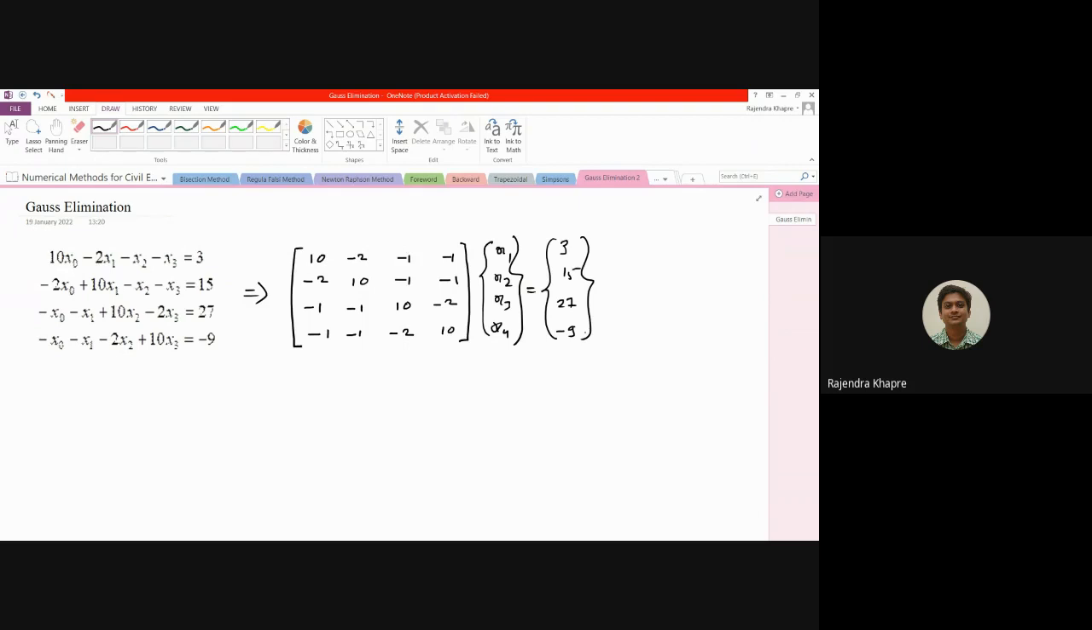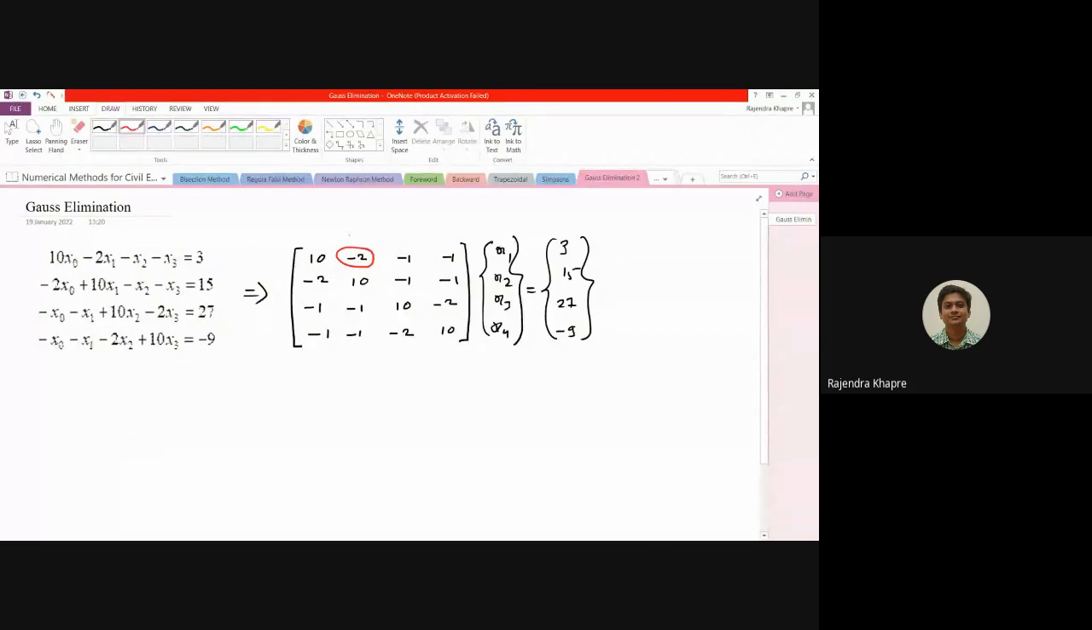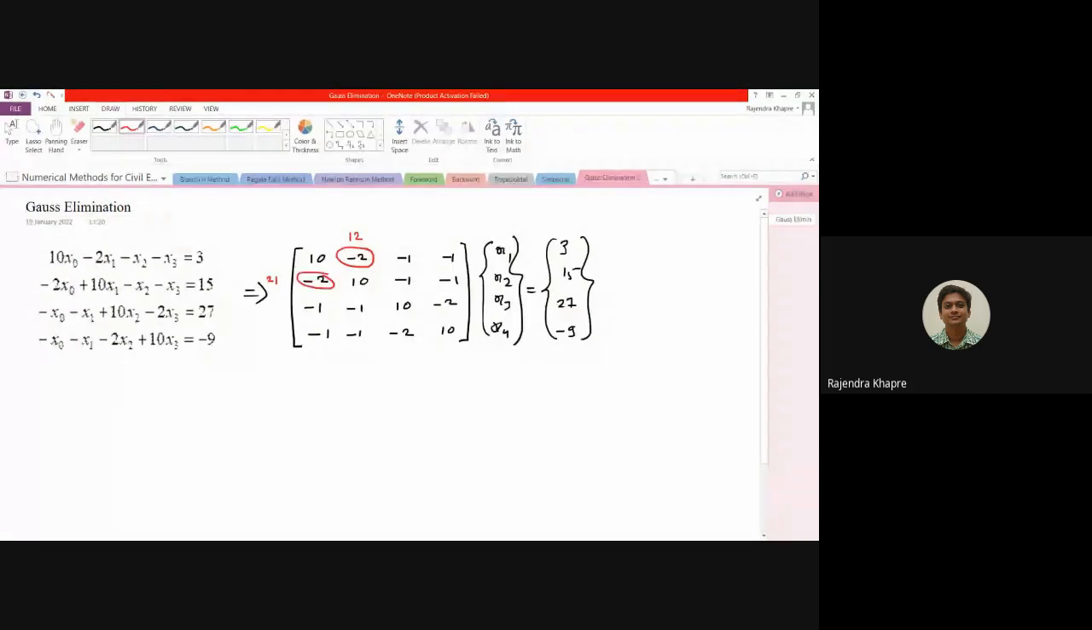If you multiply the matrix with the unknown vector, you should get 3, 15, 27, and minus 9. In this particular problem, x1, x2, x3, x4 are unknowns. And intentionally, I have taken this particular matrix because it is called a symmetric matrix. Symmetric matrix means what? Take the term in the first row and second column. If you go for the reverse of this, it will be second row and first column. These elements will be exactly the same.